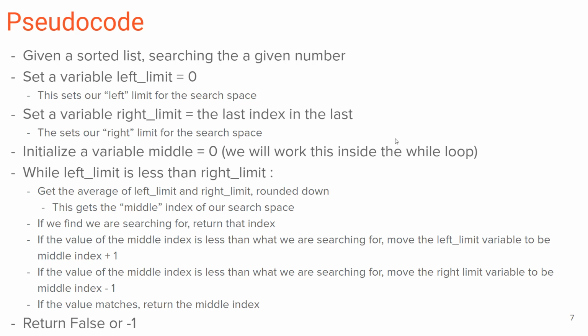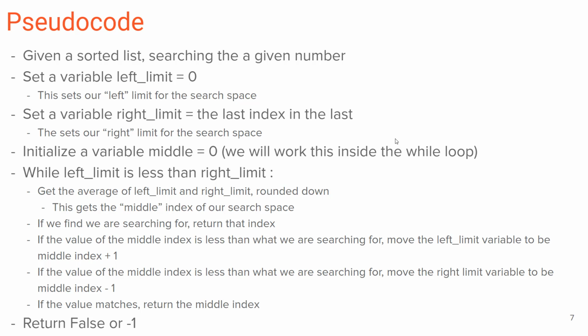Given the sorted list, searching for a given number, I need to set some left limit equal to 0, because that's basically going to initialize the left side, the left limit of our search space. I'm going to set a variable right limit that's going to equal the last index in the list. So left limit points at the first index, or 0, and right limit points at the last index in the list. Basically, we're going to search across our whole list from the get-go.